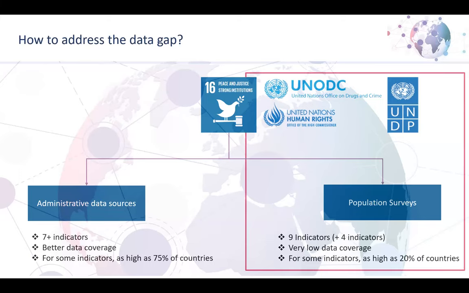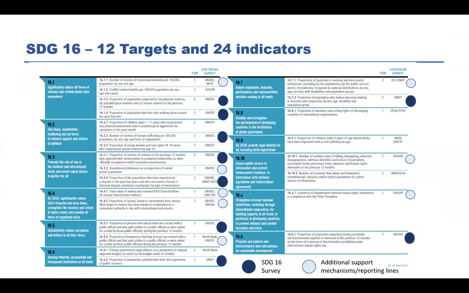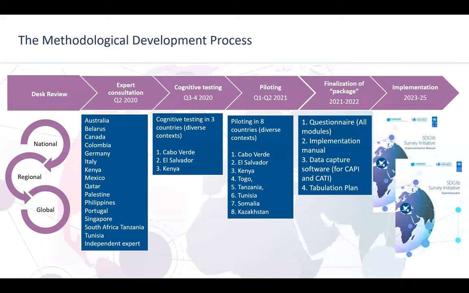That made us say we have to focus on the survey. I know this is very small for you to read, but it is just to illustrate. Wherever you see the blue, those are the indicators that the survey produces. And the lighter blue are administrative record indicators that one of the agencies produces.